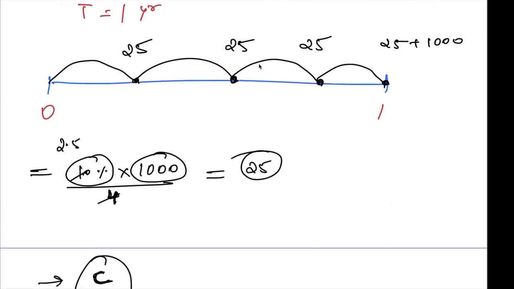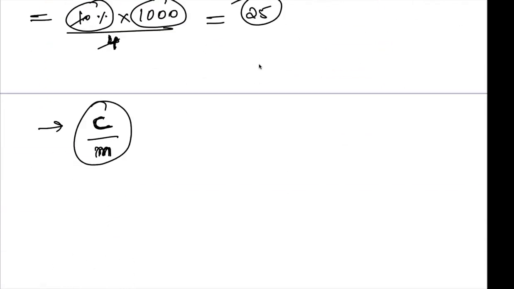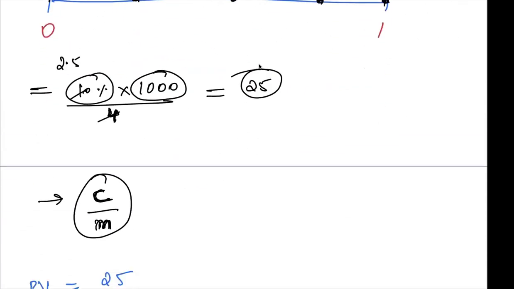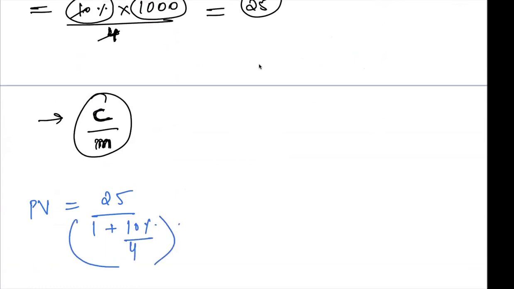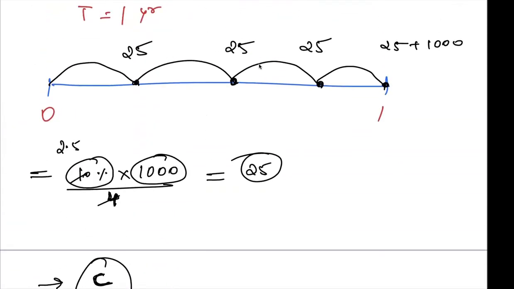Okay, so let's write the formula for present value. 25 over 1 plus 10% divided by the compounding, which is 4 times. Can you tell me what will be this here? 1.